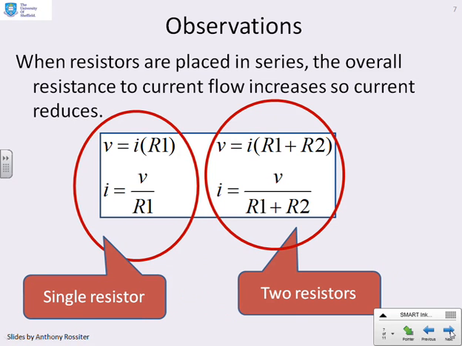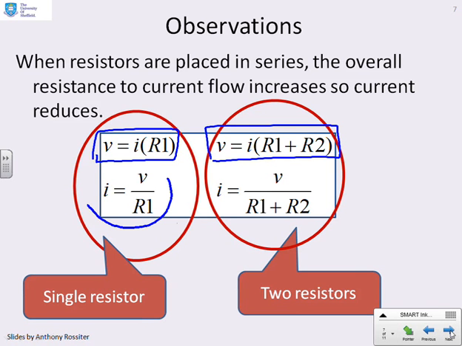So observation. When resistors are placed in series, the overall resistance to current flow increases, so the current reduces. And you'll notice this is what we had with just a single resistor, V equals I R1. This is what we had when there was two resistors, V equals I (R1 plus R2). You'll notice the effective resistance has increased. This was the current with a single resistor, V over R1. Here's the current with two resistors, V over (R1 plus R2). So the current has reduced: resistance increased, current reduced when you add another resistor in series.